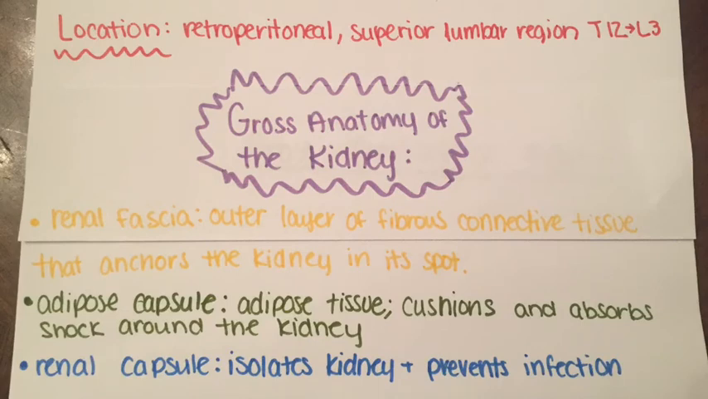The kidney is located in the retroperitoneal space. It is in the superior lumbar region between T12 and L3. Gross anatomy of the kidney. Renal fascia is the outer layer of fibrous connective tissue that anchors the kidney in its place. Adipose capsule is made of adipose tissue and cushions and absorbs shock around the kidneys. Renal capsule isolates the kidney and prevents it from infection.